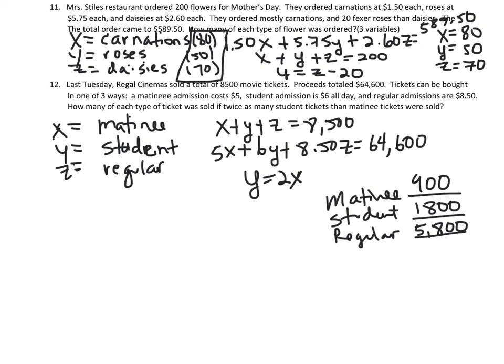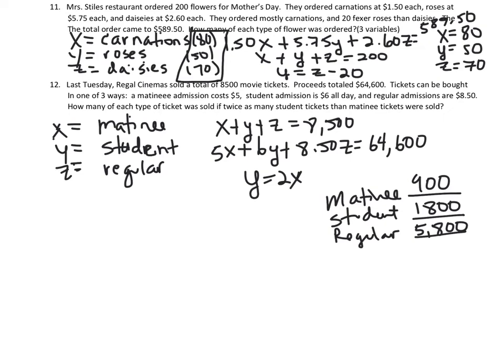So that we can put these in our calculator. All right, so the first equation I have is that all of the tickets added up to 8,500 tickets sold. So X plus Y plus Z equals 8,500. That's this part right here. The next part is assigning a value to each one of the variables for the price of each kind of ticket. So 5 times X for the matinee, 6 times Y for the student ticket, and $8.50 times Z for the regular. And the total proceeds were $64,600. So all of these amounts are dollars.